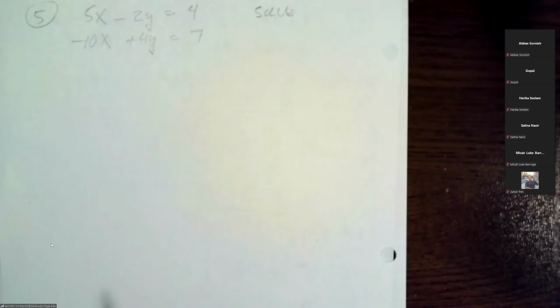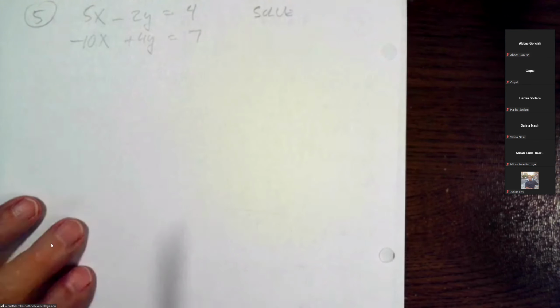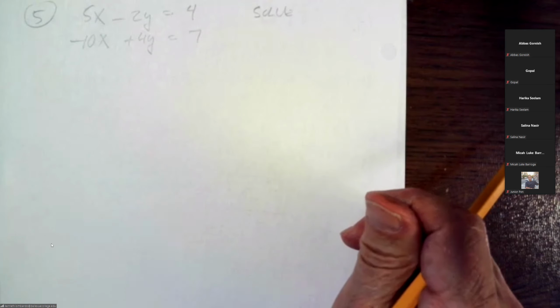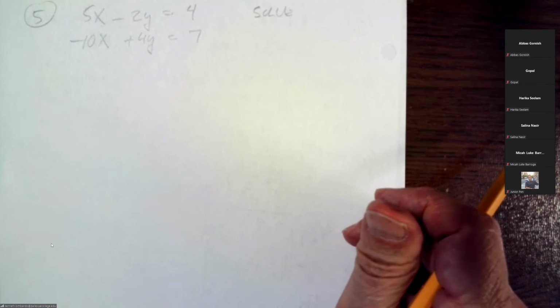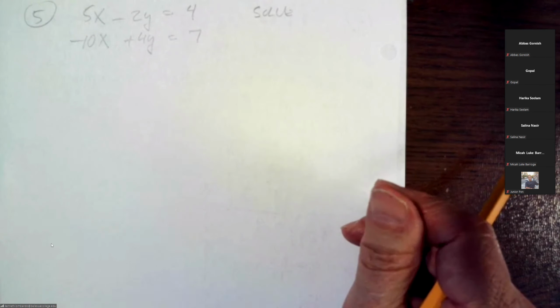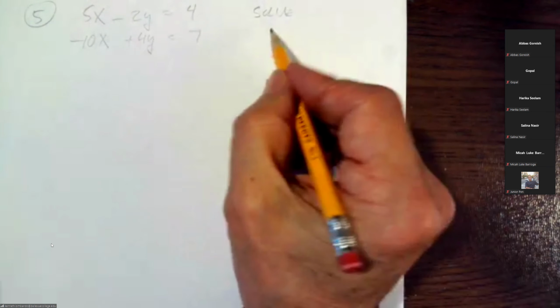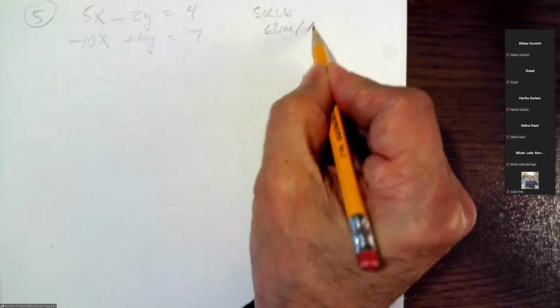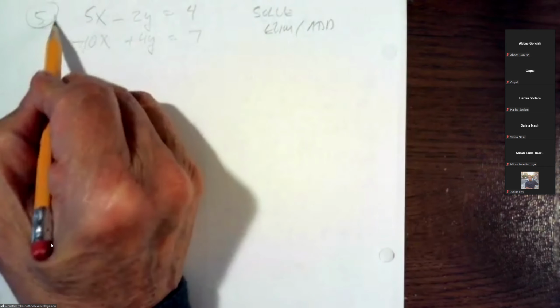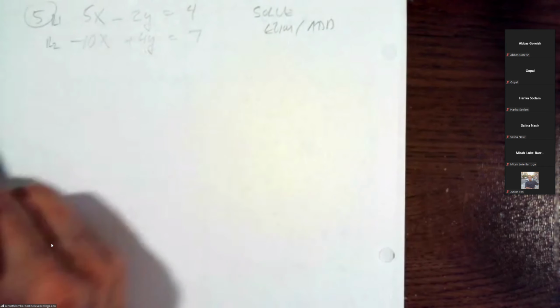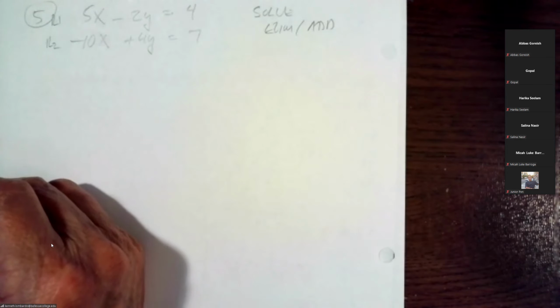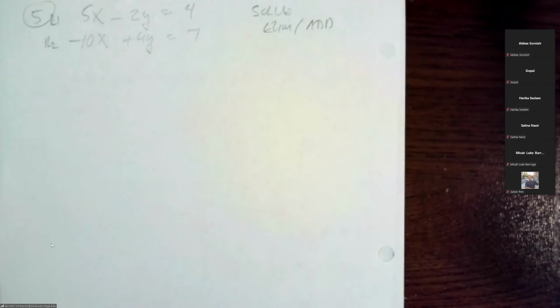And we're asked to solve. Now you could be asked to solve and not told the method. You could solve it graphically or by substitution or addition elimination. Since we're working on addition elimination right now, let's just go ahead and solve this by elimination, sometimes called addition. So here's row 1, row 2. Anybody have any suggestions on which one you'd like to remove?